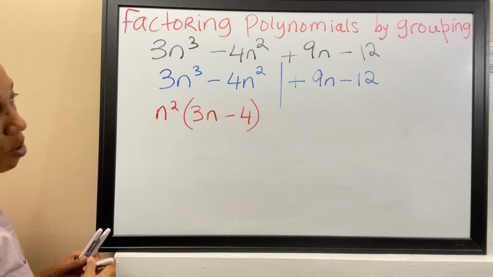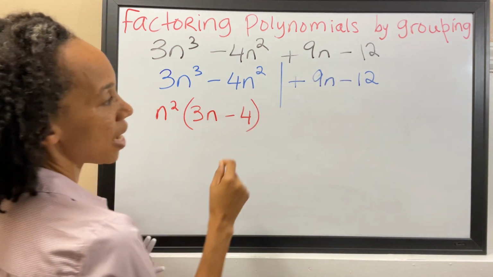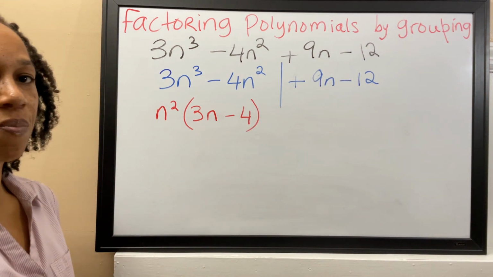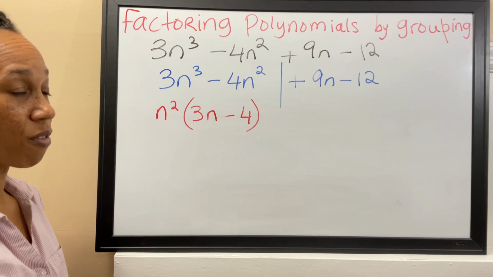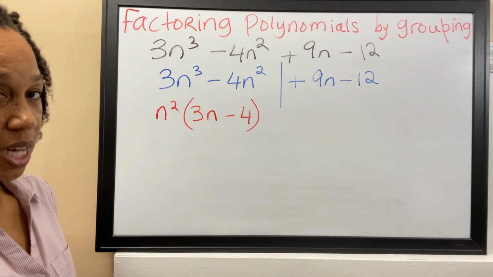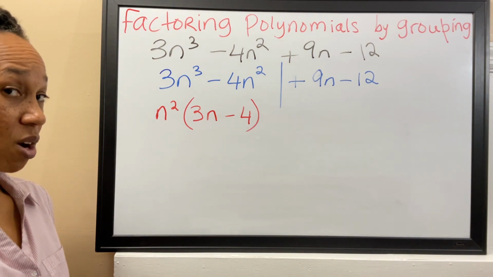The second group, now we have 9n and negative 12. There's no variable beside the negative 12, because the negative 12 is a monomial constant, so we cannot take out a variable.